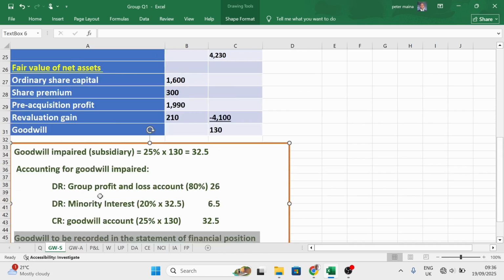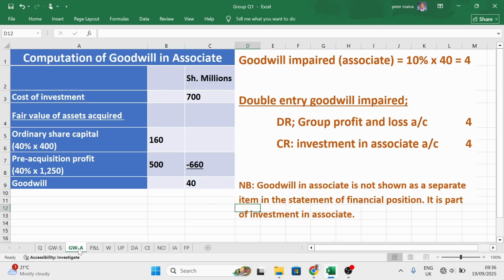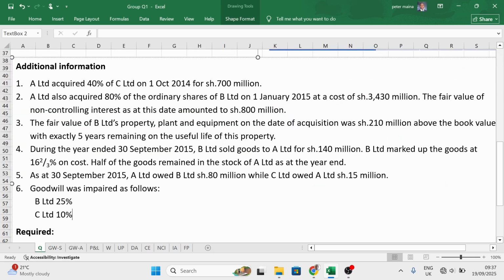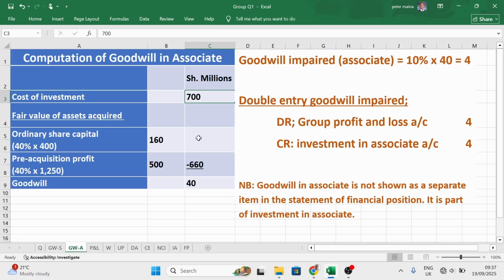So next, we are going to calculate the goodwill in associate. So goodwill in associate, we are supposed to follow the same format as we have used when calculating the goodwill for subsidiary. We start with the cost of investment. The 700 is supposed to be given in the question. That is in statement number 1. We are told that A Limited acquired 40% of C Limited for 700 million. That is the cost of acquisition, 700.